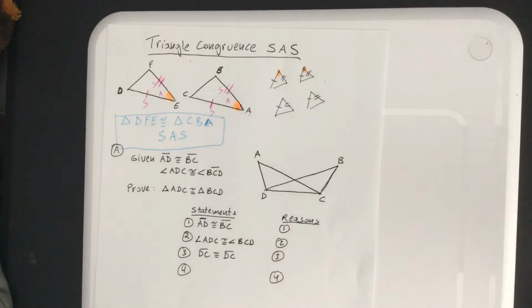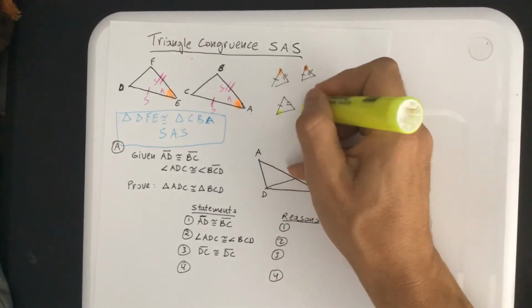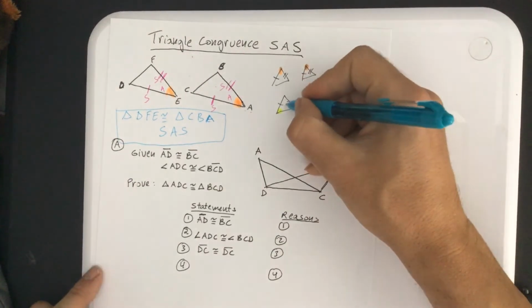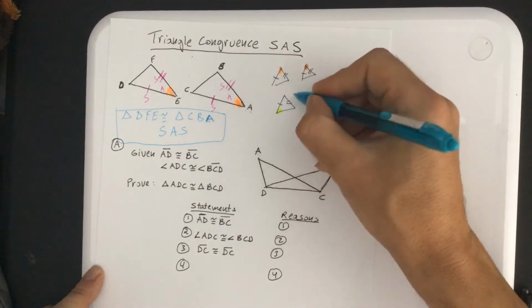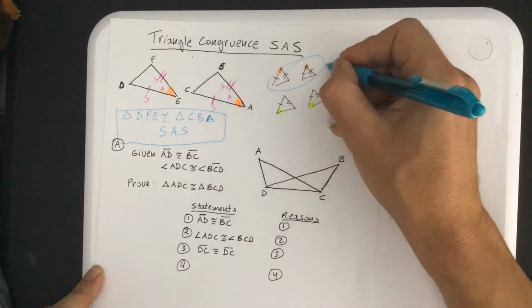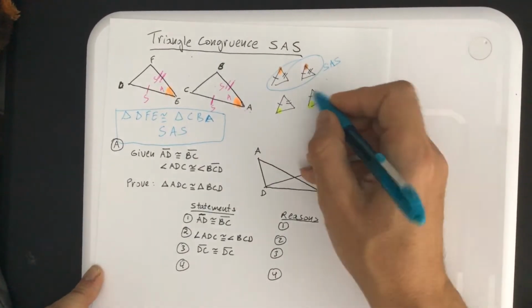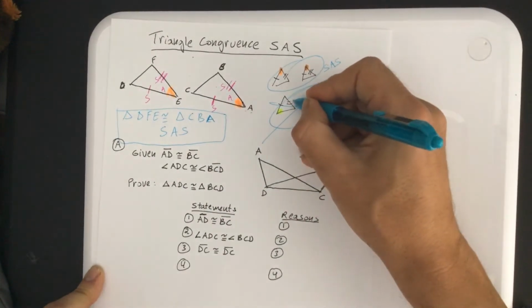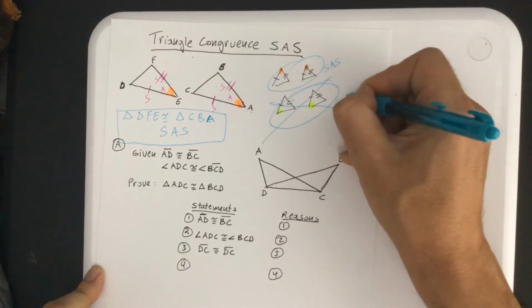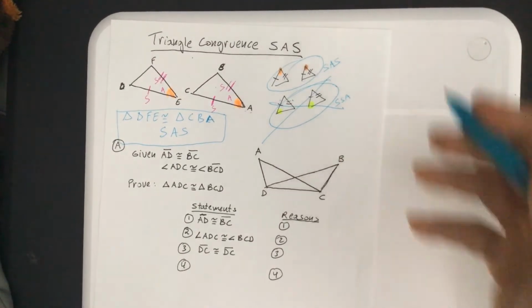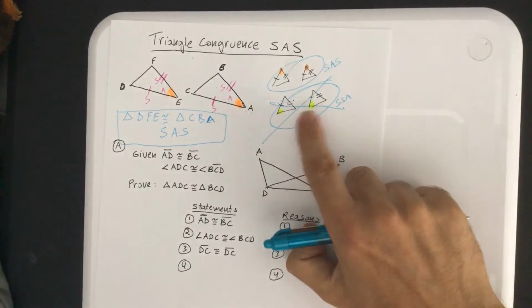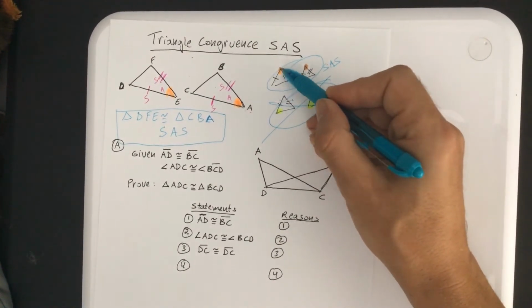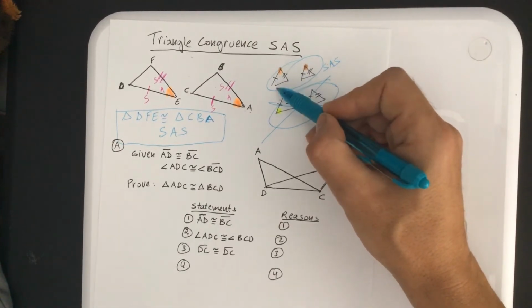So that's good. But if you have something like this, and you have this angle here, and this angle here, well, that one is not side, angle, side. That one is basically SSA. So this is side, angle, side. This one is not. This one is side, side, angle. So that is not right. The angle has to be between the sides, included. It's called the included angle.